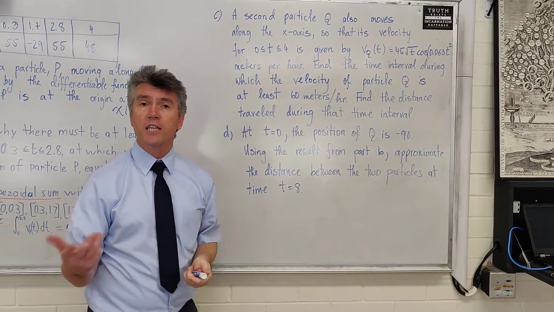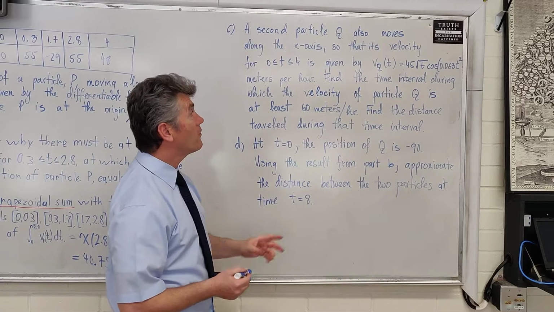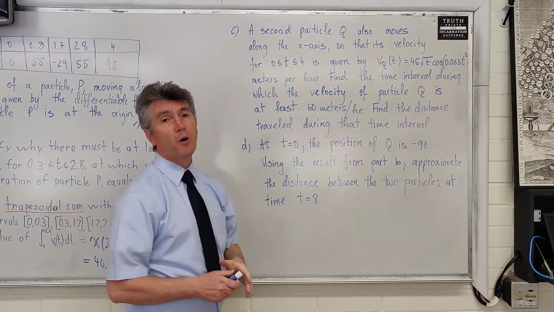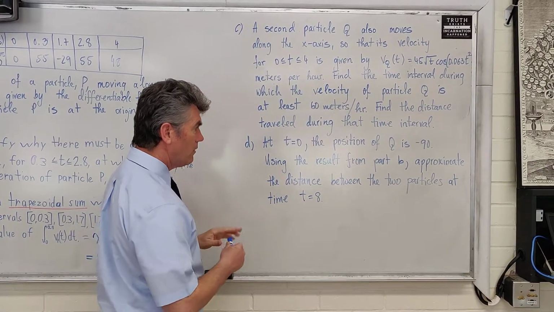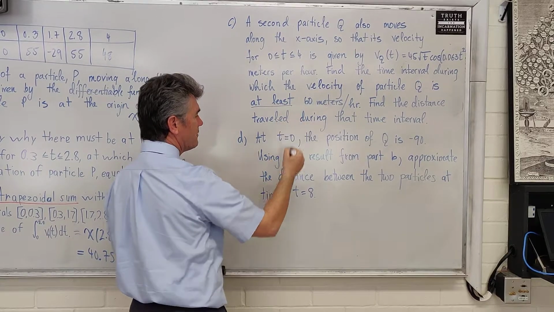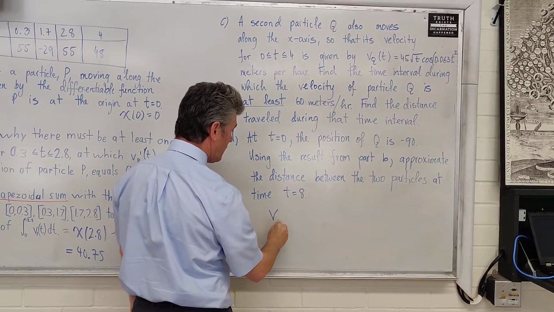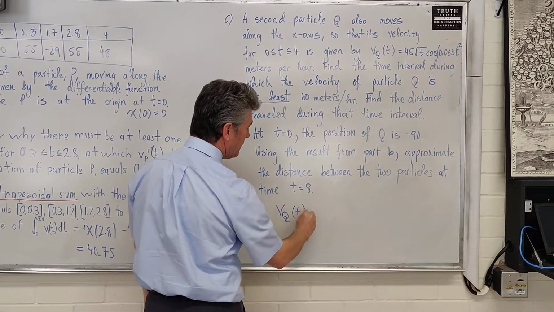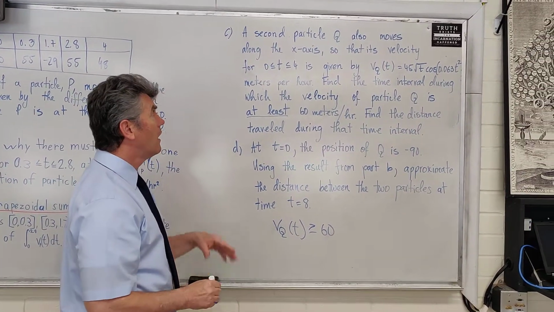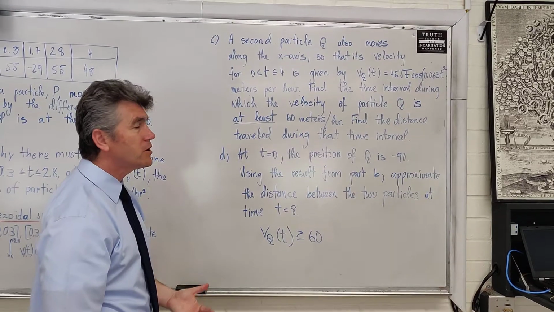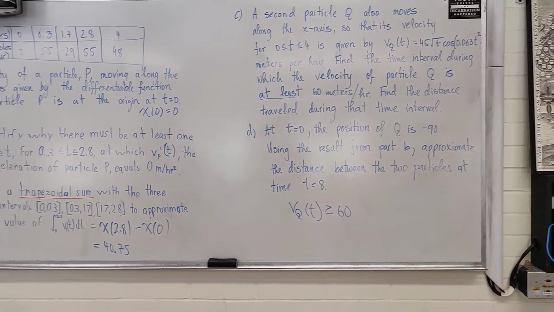And part C asks us to do two things. The first thing that we're asked to do is to figure out the time interval when the velocity of particle Q is at least 60 meters per hour. So the word at least is important. At least means greater than or equal to, we want V sub Q of T to be greater than or equal to 60. So that's the first part of the question. We do remember this is a calculator question. We use our calculator to find the answer. So let's do so.